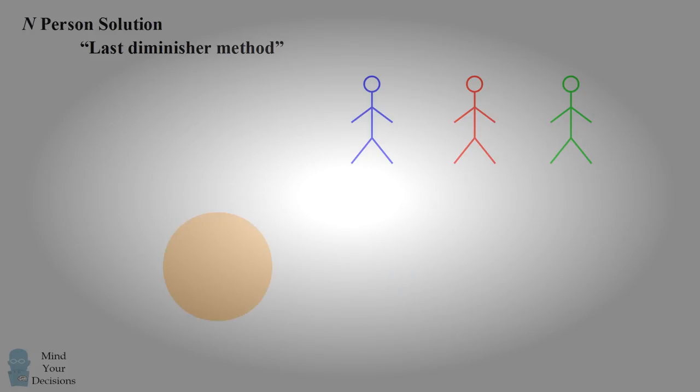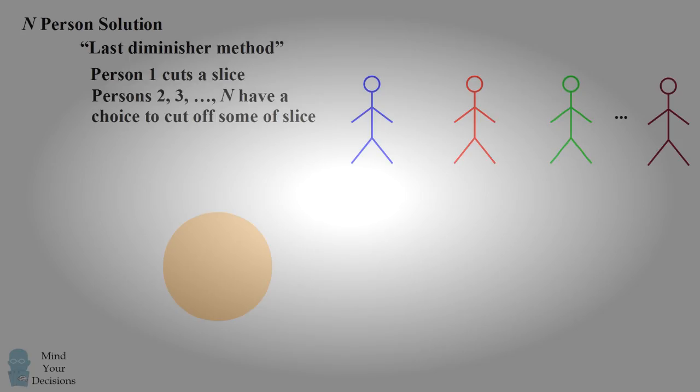This last diminisher method can be generalized if we have even more people. It works inductively. Person 1 first cuts the slice, and then the people after that can inspect the slice and decide whether to cut off a little bit. The same rule applies that the last person to cut the slice is the one who's going to end up with it. The procedure is going to give the incentive that the first slice is going to be 1 over n of the cake.